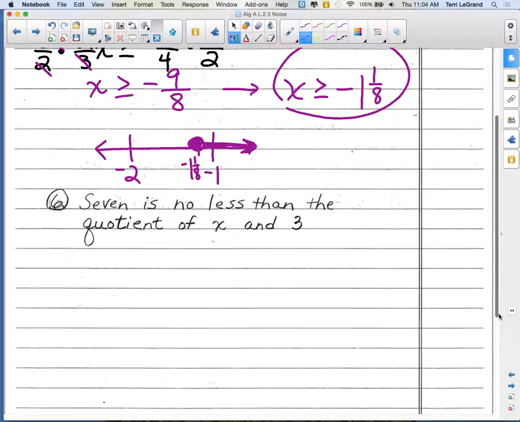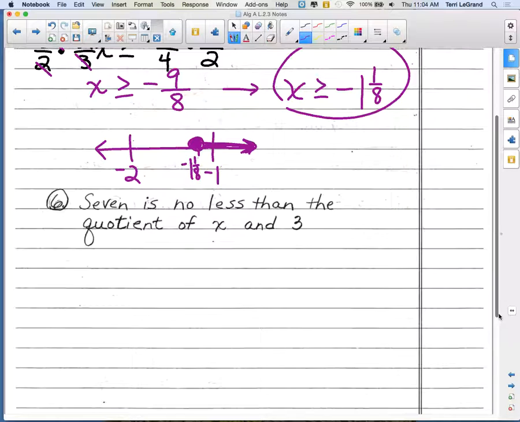Okay. And our very last problem. You're going to sometimes have to set up your own inequality statement. So for number 6, it says 7 is no less than the quotient of x and 3. So I'm thinking that we got to know what inequality symbol we should use for is no less than. And we also need to know what operation's going on here, and I'm thinking the word quotient will help us with that. So what do you think we should put?